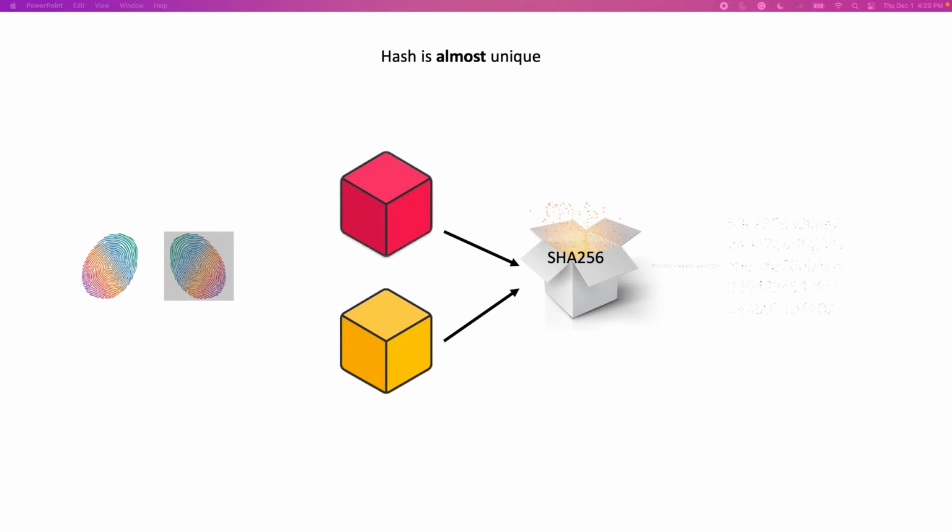I'm sure you noticed I said that hash is almost unique. What does that mean? We hope to make every block a unique fingerprint, so we can distinguish them. What if it's not unique? Just like two different people could have identical fingerprints, there is still a chance that two different blocks put into SHA256 could get the same hash.